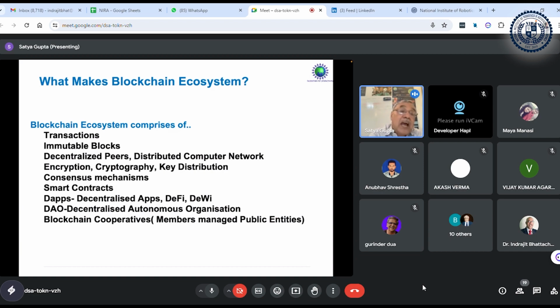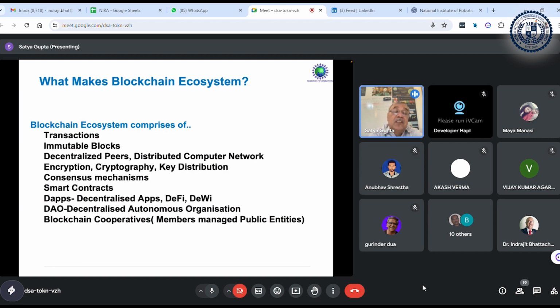Then there are some apps called smart contracts, which are very, very important now. Then there is something called DApps, decentralized apps, DeFi. There are so many components of the blockchain ecosystem. There is a concept called DAO, decentralized autonomous organization, and then blockchain cooperatives.